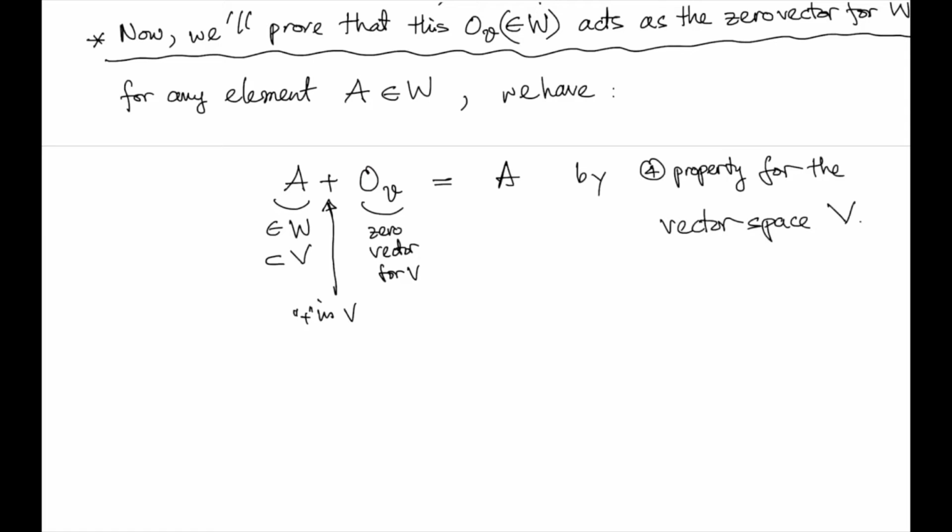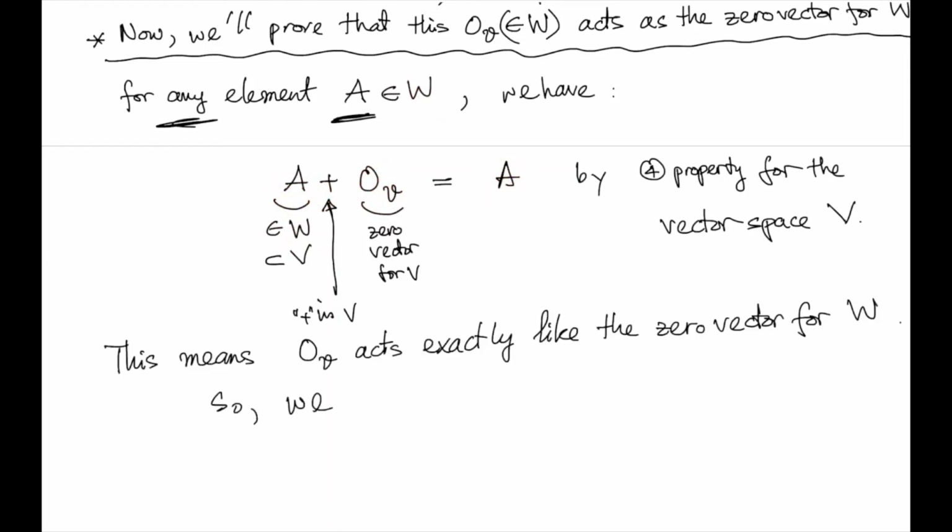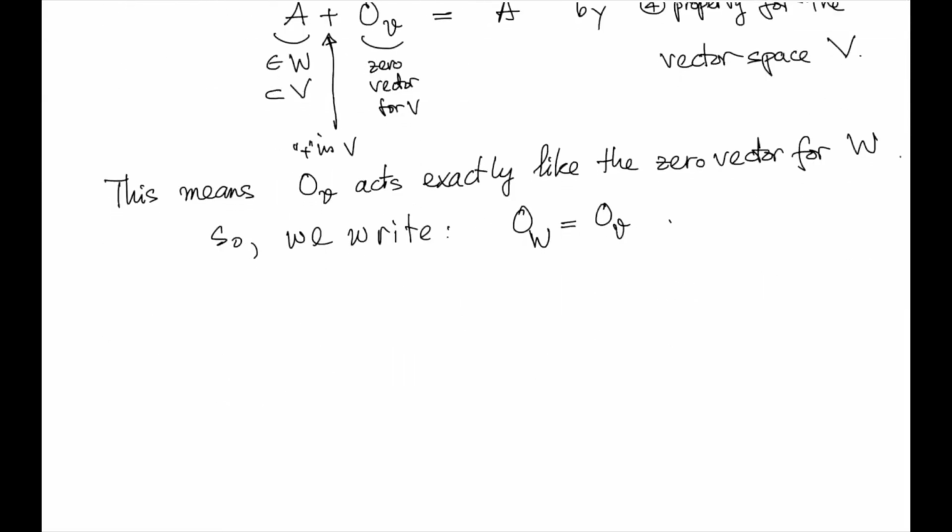All right, and this is true for any A. Well, that means that this guy, which we have known to be also in W, will act as if it is the zero vector for W, because you add anything in W, you end up getting the same thing. So we write the zero vector for W is the same as the zero vector for V. All right, and so we have proven property number 4 for W.